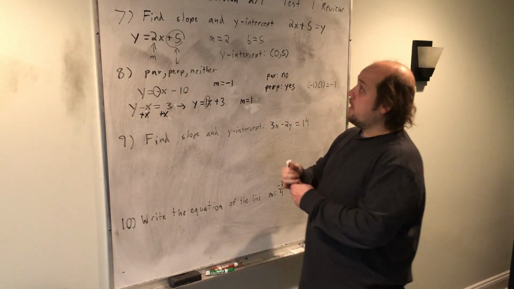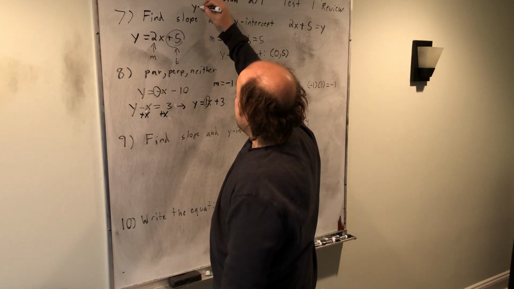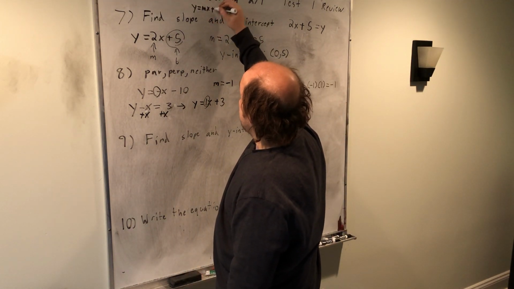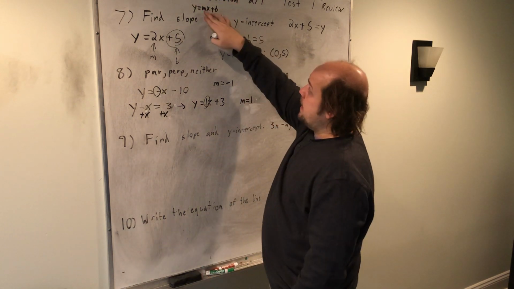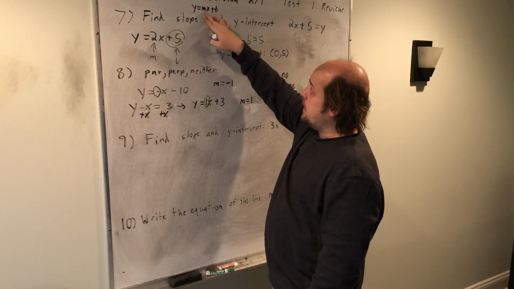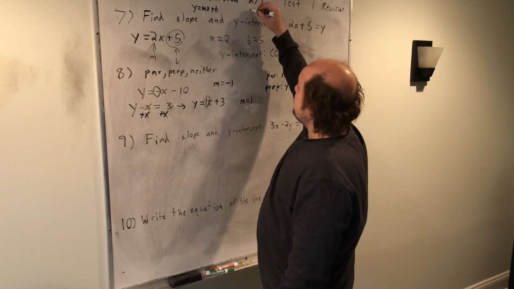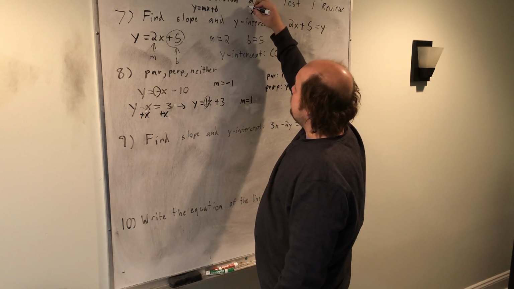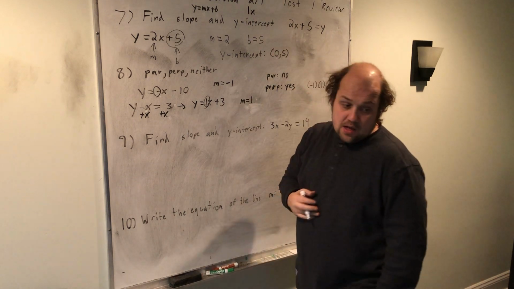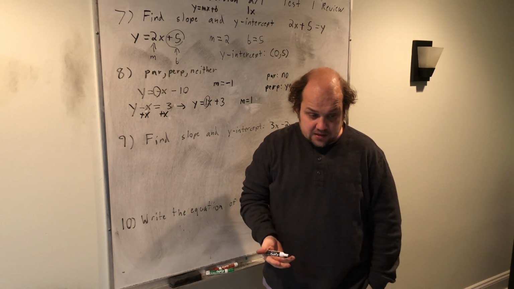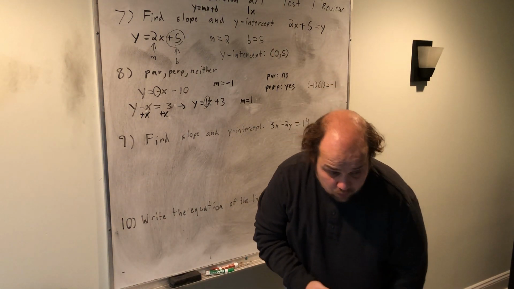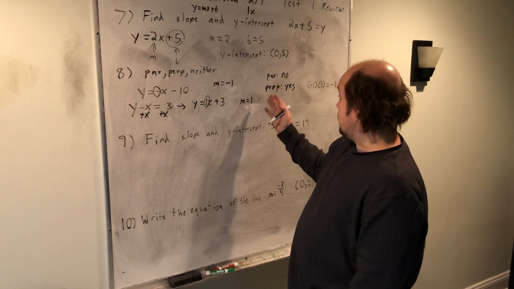In general, we want to get things into the form y equals mx plus b, where m is the slope that's in front of the x, and b is the intercept after the x. Whenever I just see an x, there's an understood 1 in front of it. X just means 1x. The answer for 8 would be perpendicular, yes.